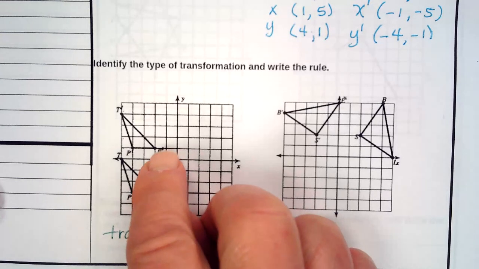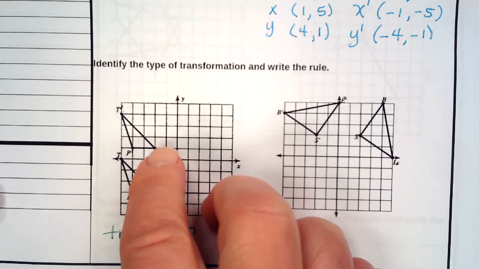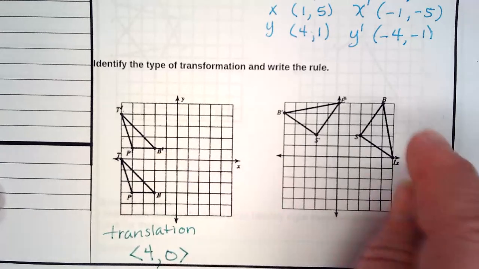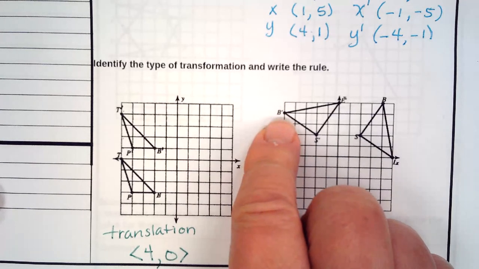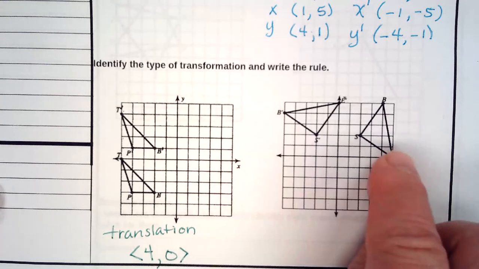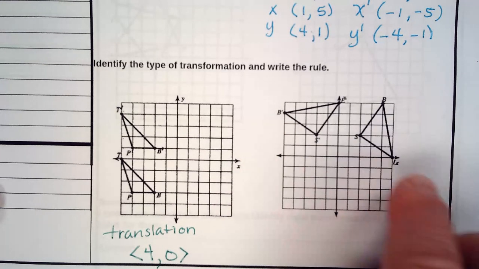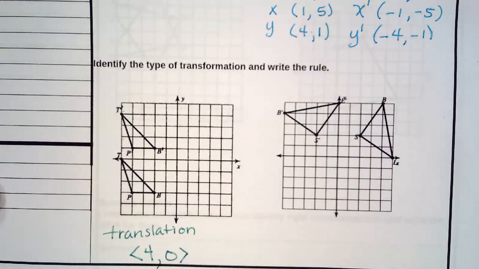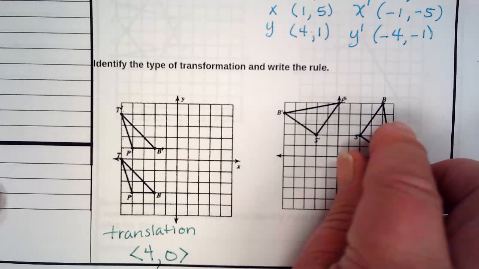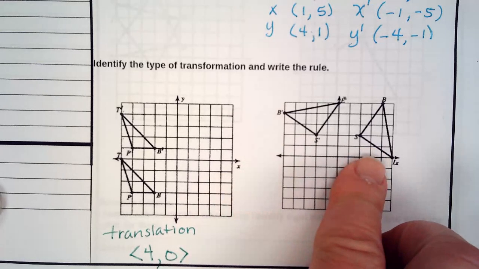We know that this is the image because it's got those little markings that we call prime. So looking at this, this is my rotated figure because this has got B prime on it. So I'm starting here with B, and I'm rotating over here. We know it's a rotation because we can't just pick it up and move it, because the orientation's different.